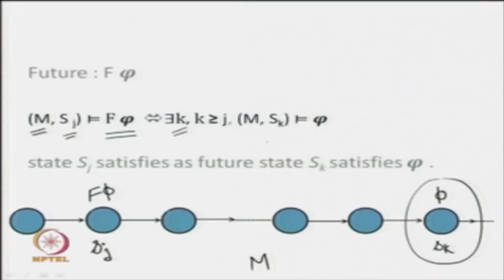Here you just see that in a state S j, we say F phi holds if there exists some k where k is greater than or equal to j and M, S k models phi. You just see the symbol greater than or equal to. It may happen that j equals k, because if phi holds in a particular state itself, then according to the definition F phi holds in this state also, as k equals j. We will come to that point later on. This notion has some significance. So, by looking into this definition, we are saying that if phi holds in a particular state, then F phi holds in that particular state.